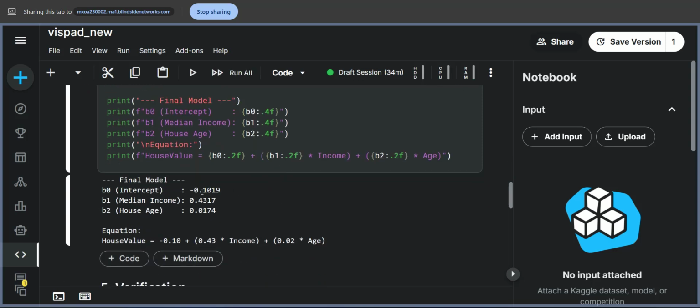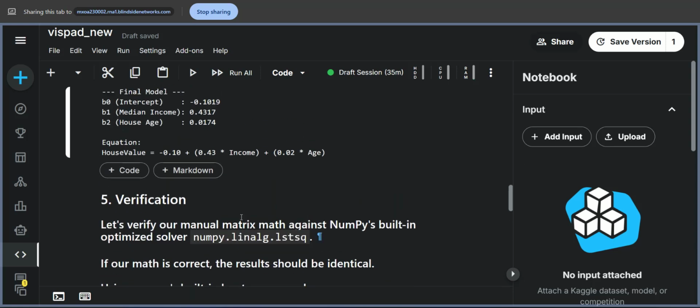So we have our intercept to be negative 0.1019. We have the weight of the median income and the weight of the house age. So you can see the weight of the median income is very large compared to the house age. So this will be a more important feature when it comes to determining the house value for the California houses. So this is the final equation that we have. You have the 0.43 and the income, and then what is the house age?